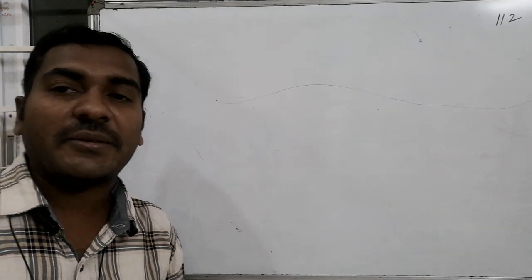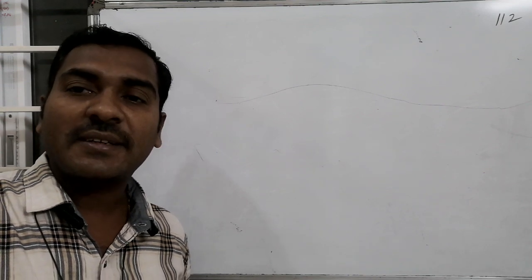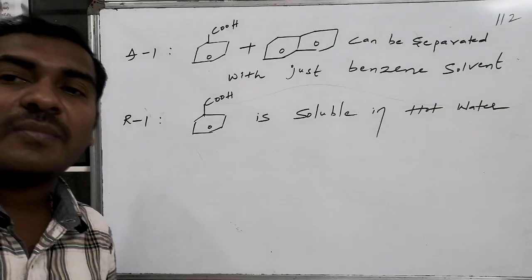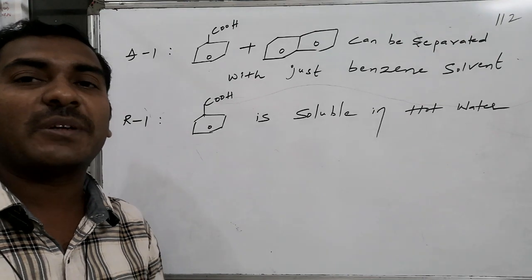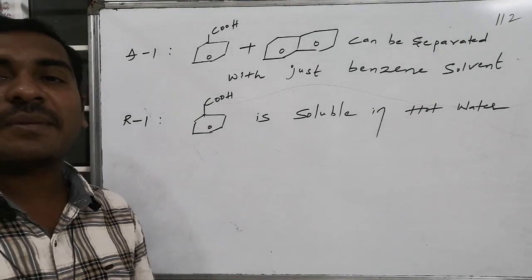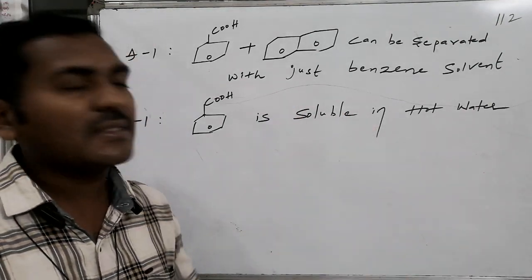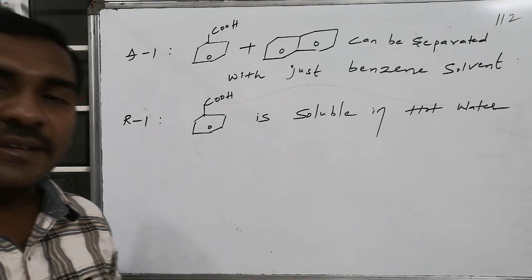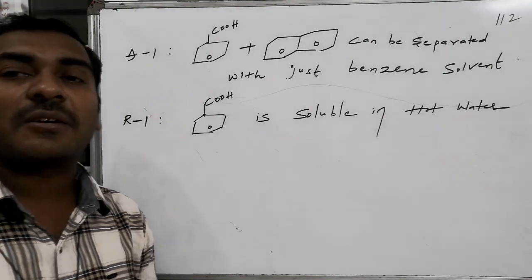A question related to assertions as well as reasons is provided for us. There is a mixture of benzoic acid as well as naphthalene. From this mixture, benzoic acid can be separated with just the help of benzene as solvent is the assertion. And the reason given for this separation is that benzoic acid is soluble in hot water.